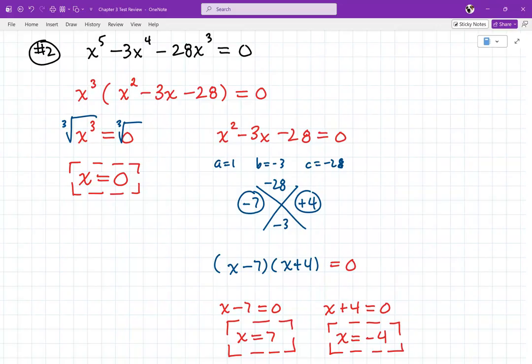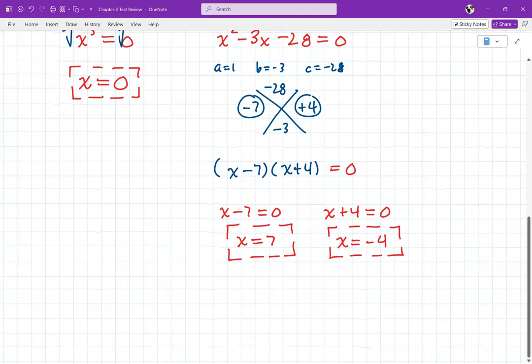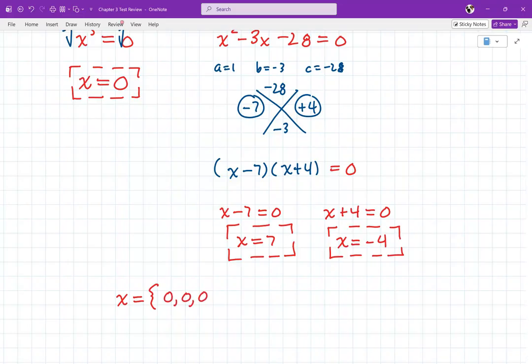Yeah, right here. The 0. How many times does the 0 have a solution? X cubed. 3 solutions are there. So my answer is supposed to be like this. X equal to 0, 0, 0, 7, and negative 4.